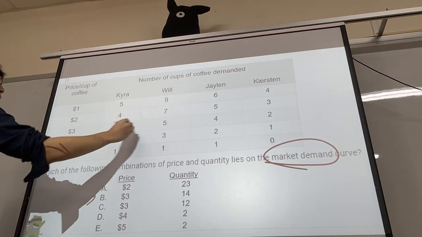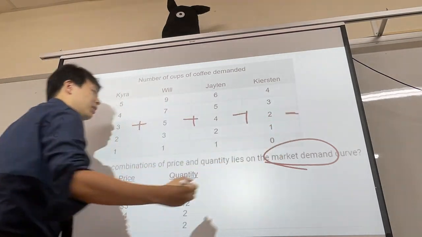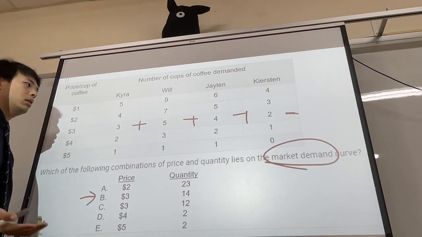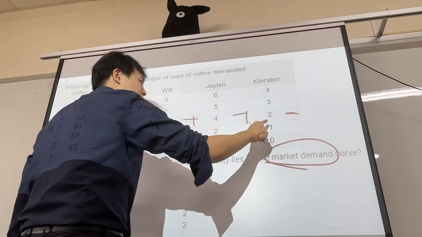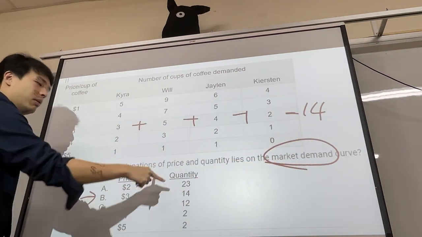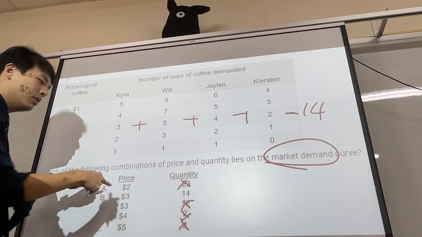Why? Well, at $3, 3 plus 5 plus 4 plus 2 equals 14. 3 plus 5, 8. 8 plus 4, 12. 12 plus 2, 14. So at $3, 14. This is correct. The rest are not correct. Okay? So which one is true? Only this one.